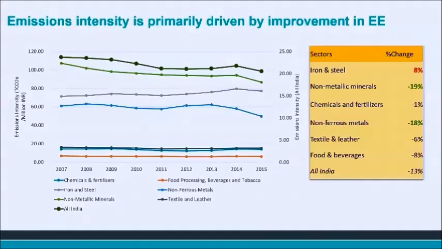Now, emission intensity is hard to understand without analyzing its drivers. So we have looked at the carbon intensity of the fuel which these sectors are consuming, and the energy efficiency of the processes from this sector. Next slide, please.